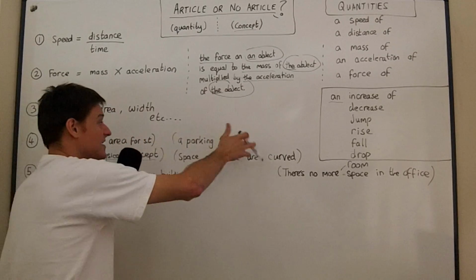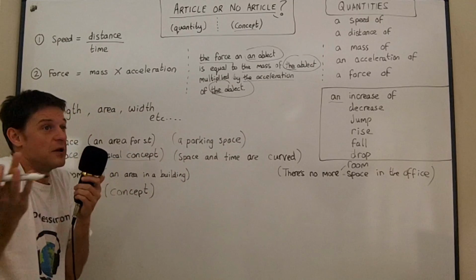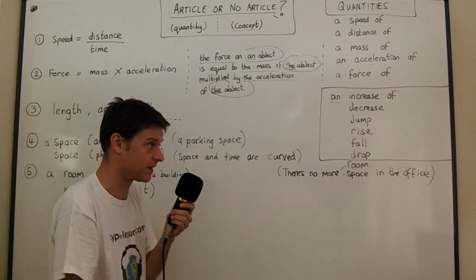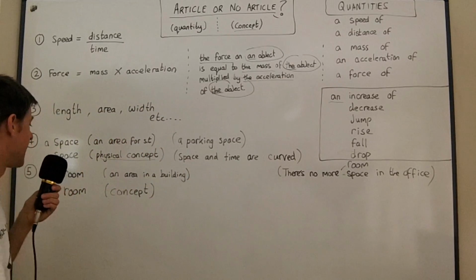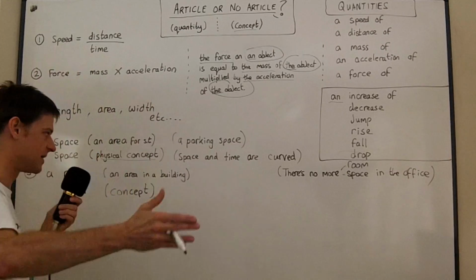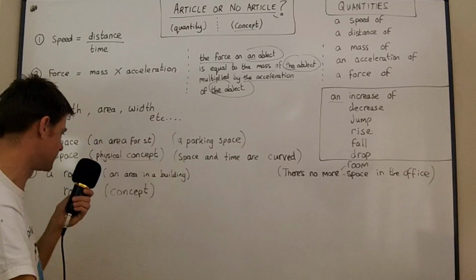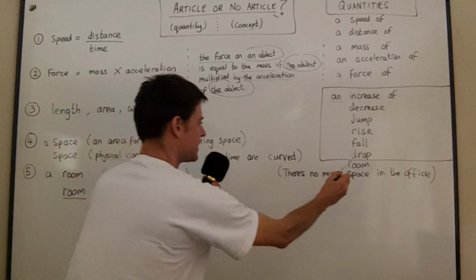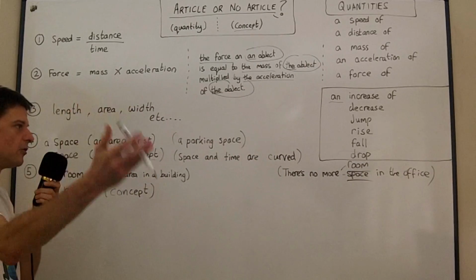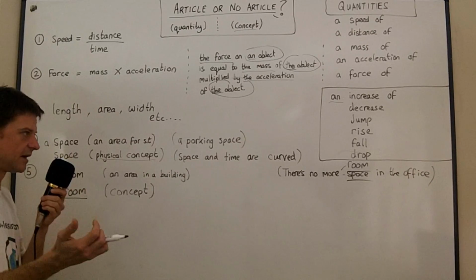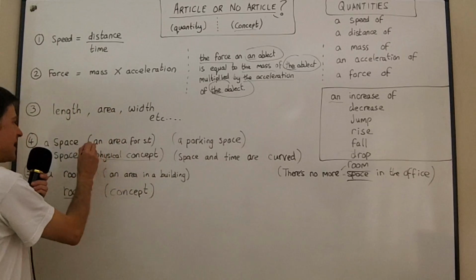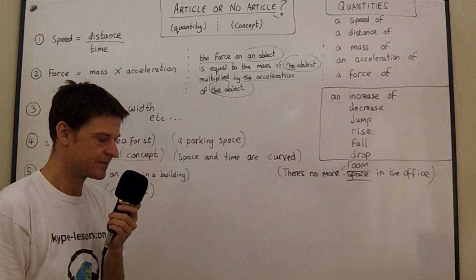So here's where it gets, well, it's your choice. You could use it uncountably or countably there. Do you have a space? Do you have space? I would say both are possible there. And room. A room will always be a room in a building. Room number 1, room number 2, room number 3, a bathroom, a bedroom. But room can also mean space. There's no more room in the office. There's no more space in the office. Do you have room for one more person? Something like that. Then it just means the space in a general sense. Not an area, but a general sense of space.